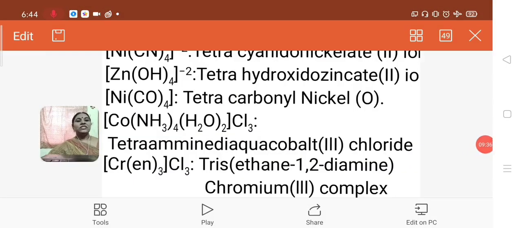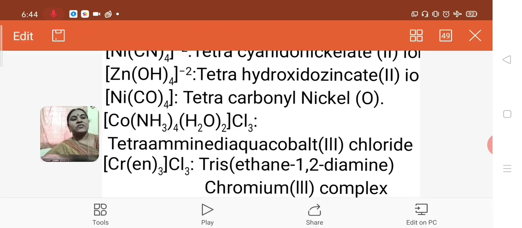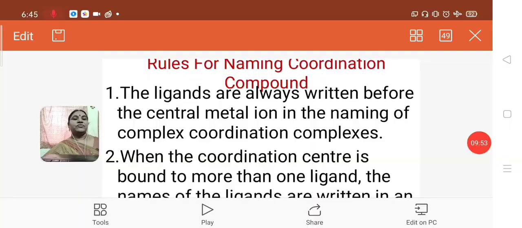Finally, the name of this complex is tris(ethane-1,2-diamine)chromium(III) chloride. Now let us learn about the rules we have learned so far in naming this complex systematically. The ligands are always written before the central metal ion in the naming of the coordination complex. That means whenever you are naming a coordination complex, always the central metal ion is named after the ligands are named.